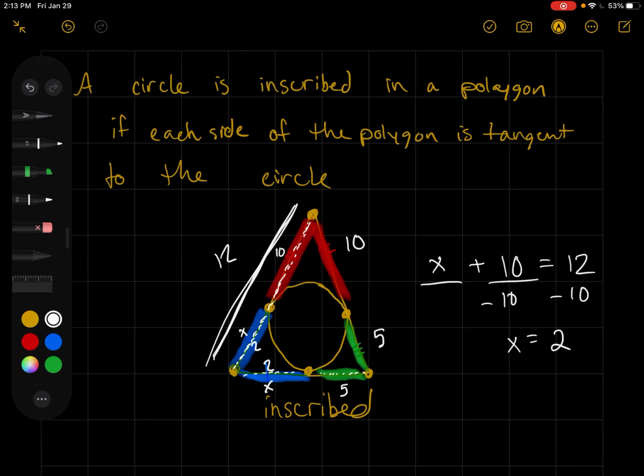So that is why inscribed is powerful, is because basically you can get sides that are congruent and use it to solve for unknown quantities in whatever the polygon or shape is that's on the outside of the circle.